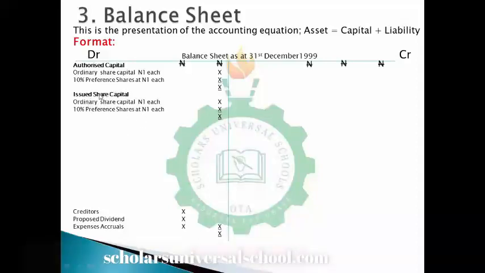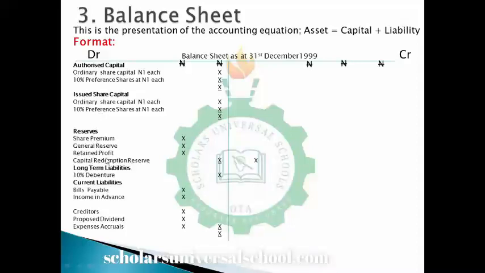The issued share capital is the one that will represent the amount of the capital for the period, and we have the ordinary shares and the preference shares. By the time we take the issued shares properly, you'll be able to understand the difference between the ordinary share and the preference share. Alright, so I'm moving to the next part. We have reserves, share premium, retained profit, and the like.